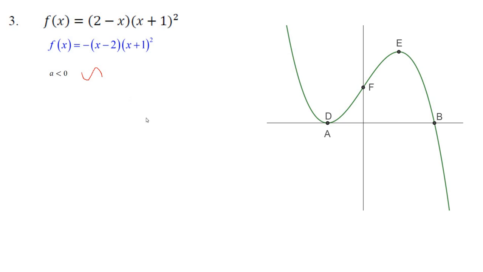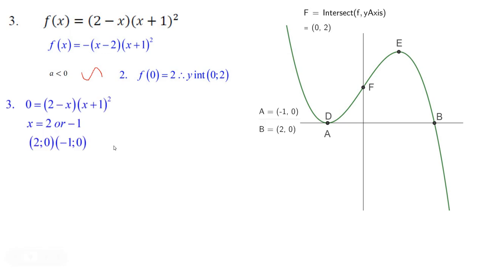Now the y-intercept's pretty easy. Just put 0 in there. Put 0 in, you get minus 2 times minus 1. That's a positive 2, and that's just 1 squared. So the y-intercept is (0, 2). And what is that? Right there. The computer says (0, 2). That's where it's going through there.